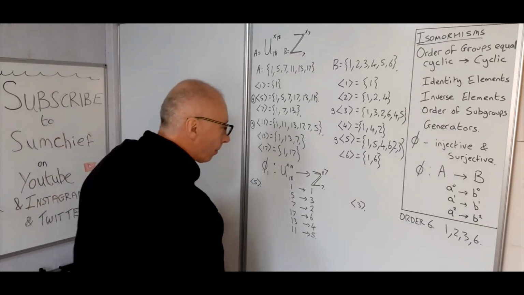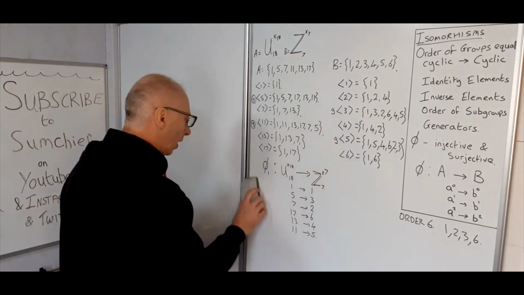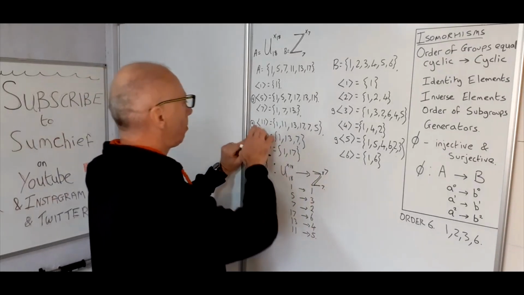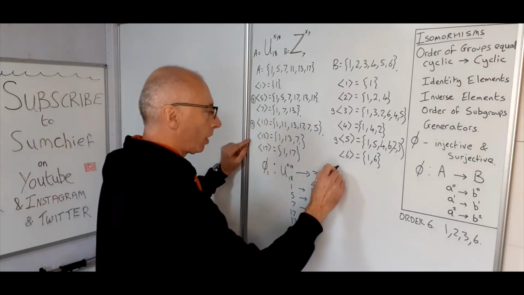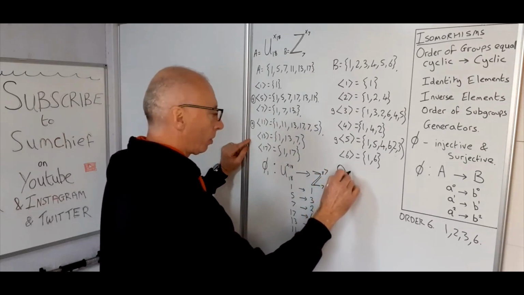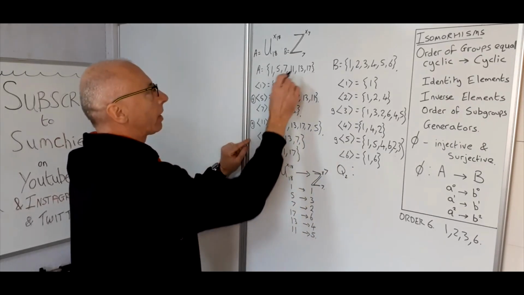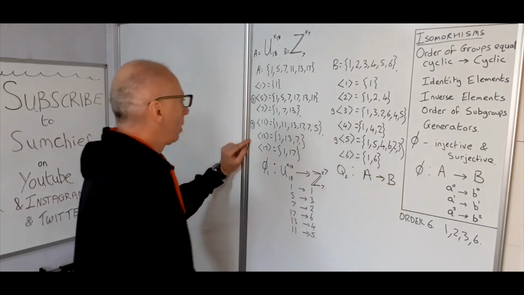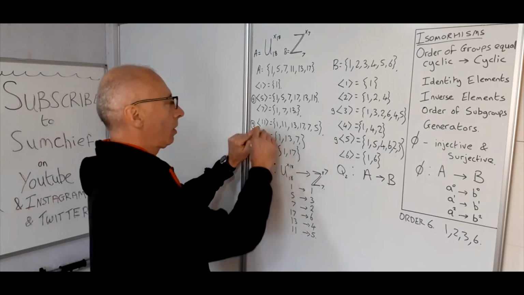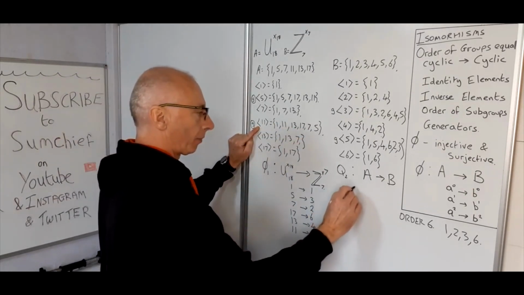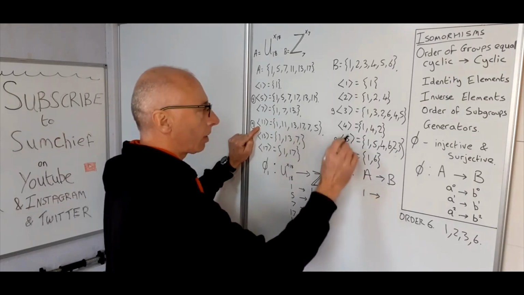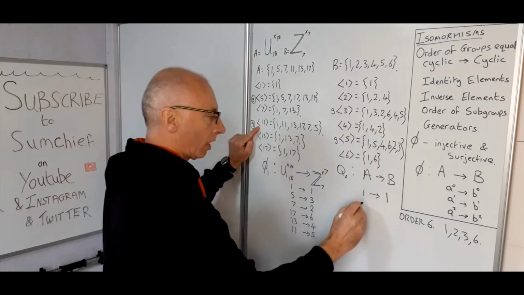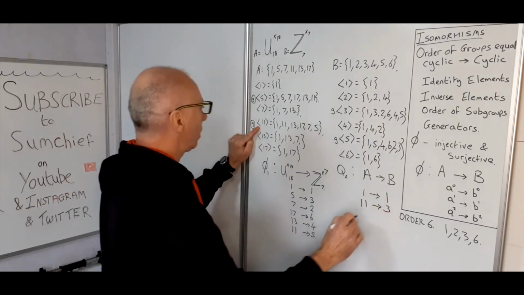So let's try another one. So we've done 5 and 3. Let's try 11 mapping onto 3. Let's see what happens there. So we'll call this one phi of 2. And we'll just go A to B on this one. So we're going to use this group, this subgroup here. So 1. So identity always matches to identity. So we'll use this one here. 11 and 3. 11 maps to 3.